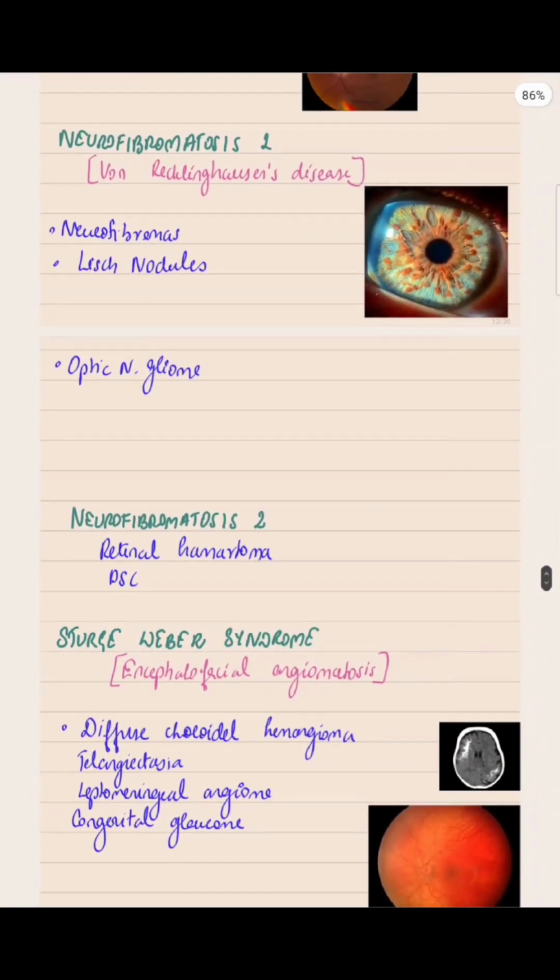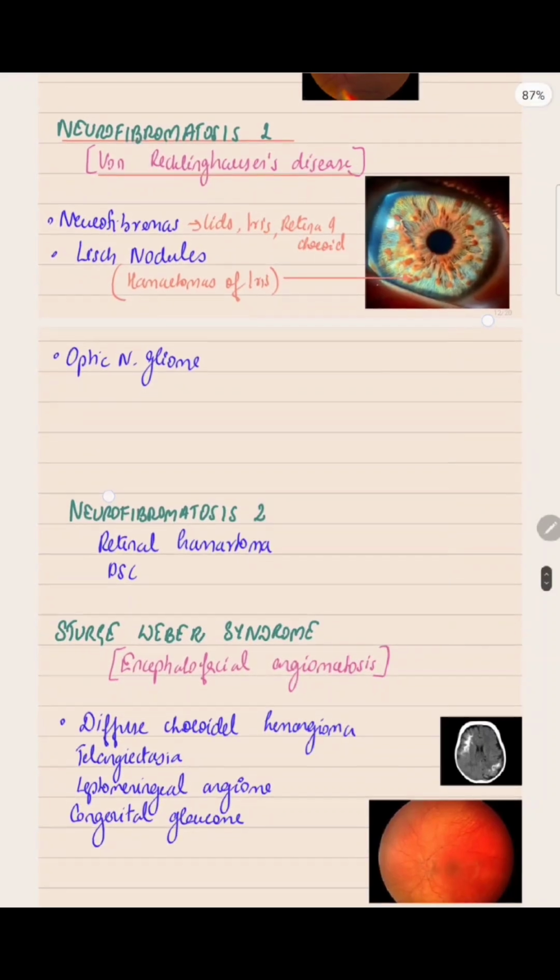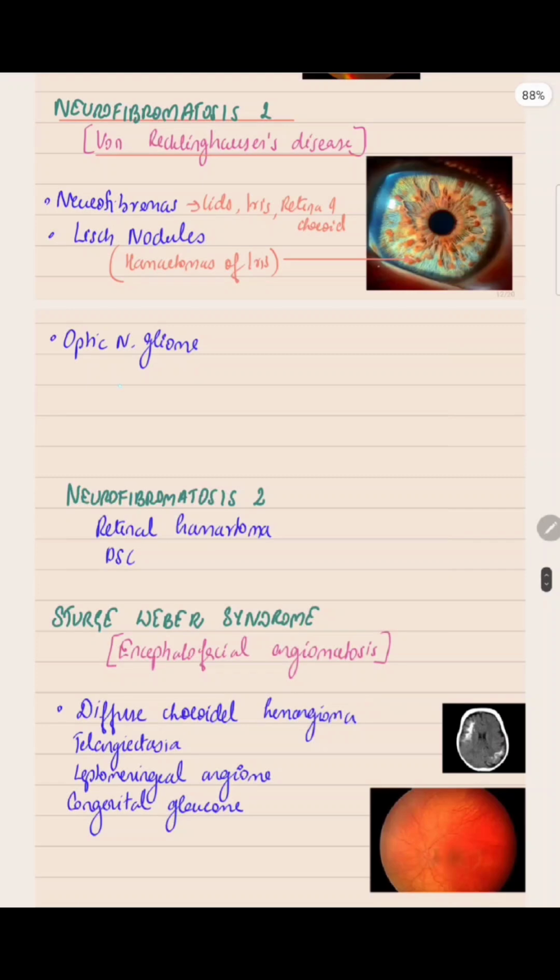Now neurofibromatosis 1, also known as von Recklinghausen's disease. Here we can see neurofibromas of the lids, iris, retina and choroid. Neurofibromas. Lisch nodules, that is a hamartoma of the iris, can also be seen in neurofibromatosis 1. These are the Lisch nodules here. Then the other features in neurofibromatosis 1 include optic nerve glioma, then multifocal choroid.